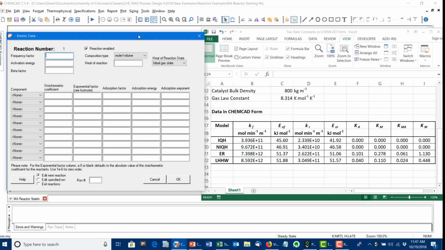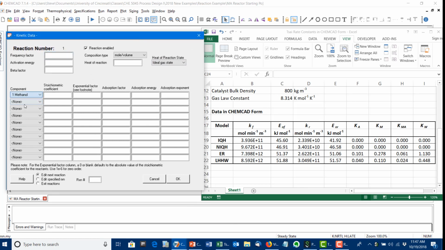which is going to be the forward reaction of methanol and acetic acid to form methyl acetate and water. The frequency factor for the IQH model, you can see here, is 3.936 times 10 to the 11th. The activation energy is 45.6 in our reaction engineering units. Our composition type is not actually moles per volume, it's actually mole fraction, so I'll go ahead and change that value. Now let me put in the stoichiometric coefficients of -1.